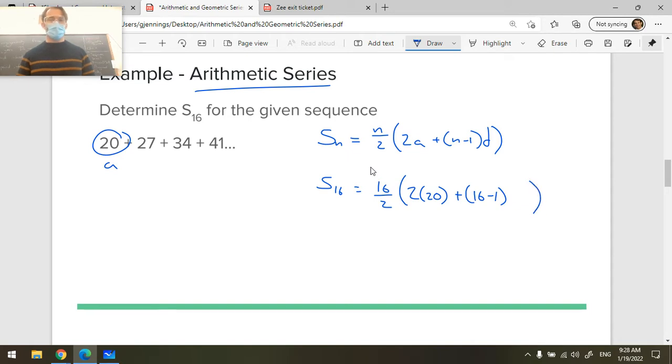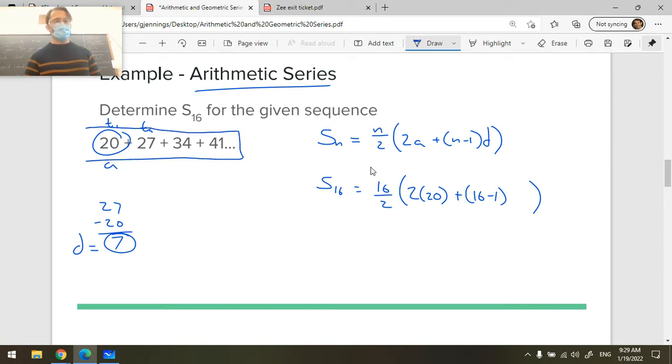Well, what's d? Well, to find d, I can take t1 and t2, and I can subtract t1 from t2. So if I have 27 minus 20, that's going to give me 7. There's my common difference. D is equal to 7. And then I can verify 27 plus 7 is indeed 34. 34 plus 7 is indeed 41. Therefore, this is an arithmetic sequence, so I can use my mathematics for arithmetic series to add these together. So I'm going to multiply by d here, 7.